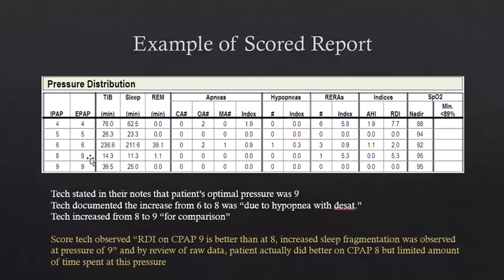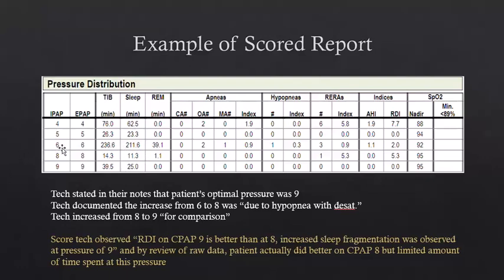The scoring tech observed that while looking at just the numbers, RDI wise, CPAP of 9 is better than CPAP of 8. When looking at the raw data, there's a lot more sleep fragmentation, a lot more spontaneous arousals happening at a pressure of 9, and the patient actually did better on a CPAP of 8, but there was just a very limited picture of how the patient did at that pressure.